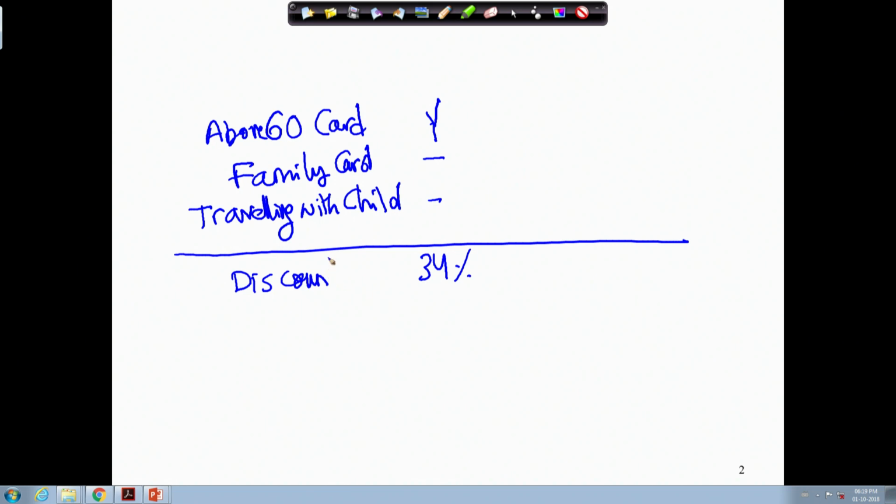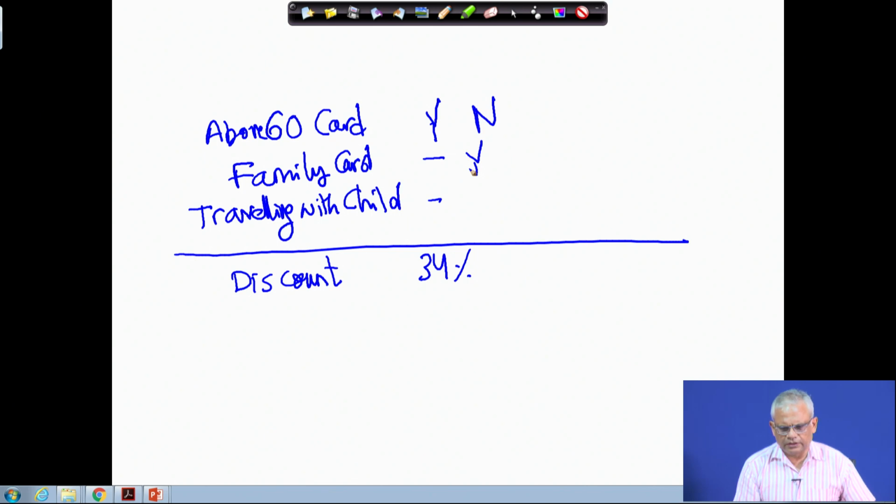The discount is 34%, and if it is not an above-60 card and it is a family card and you do not travel with a child, you get a 10% discount. If you are not above 60 and you have a family card and you are traveling with a child, you get a 50% discount.